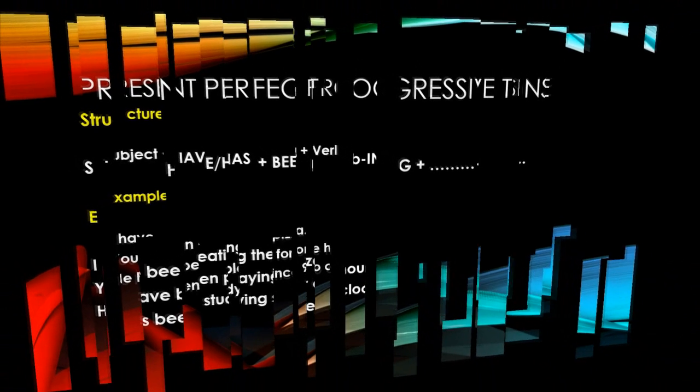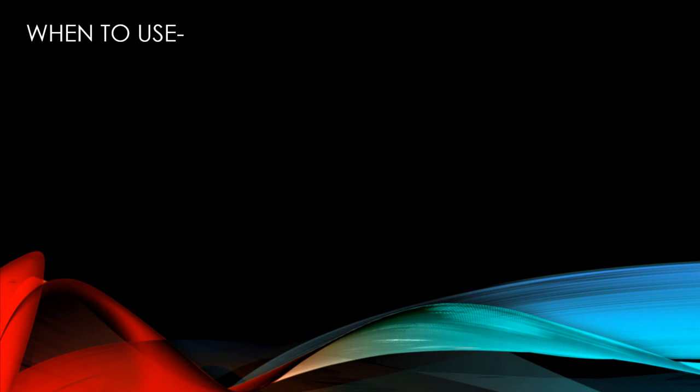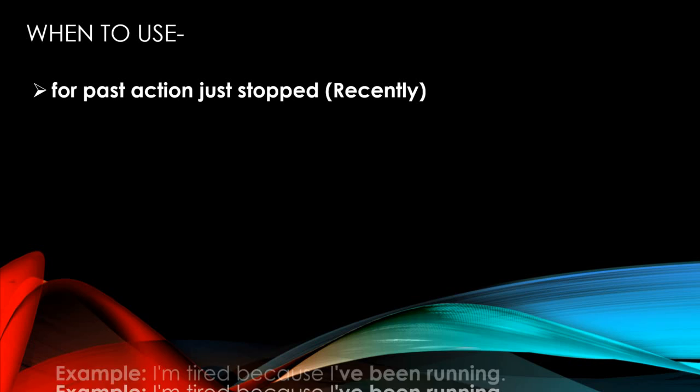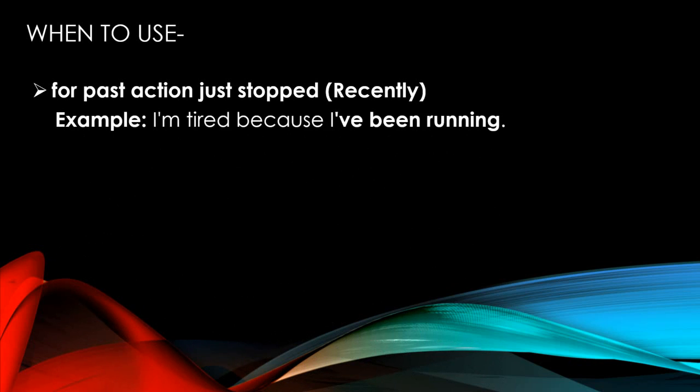So let's use this tense. Number one, for past actions that just stopped. That means those actions which started in the past and recently stopped. Example, I am tired because I have been running. You started running in the past, and that's why you are tired. That means you stopped running recently. So for past actions that just stopped, that time you will use this tense.